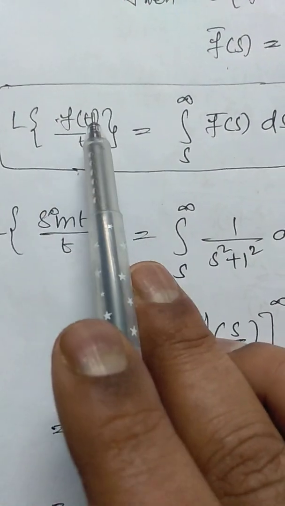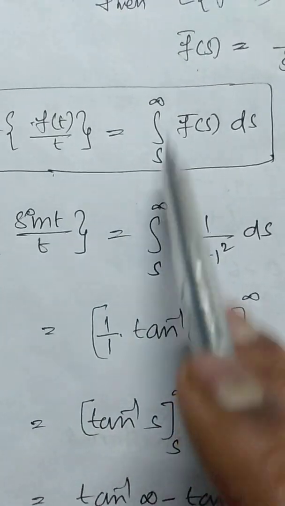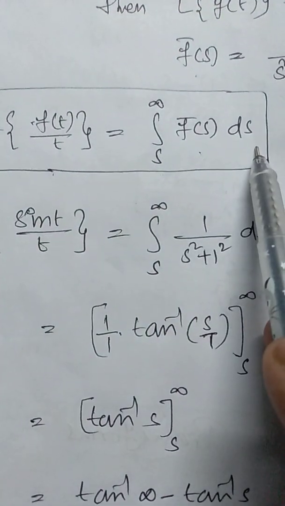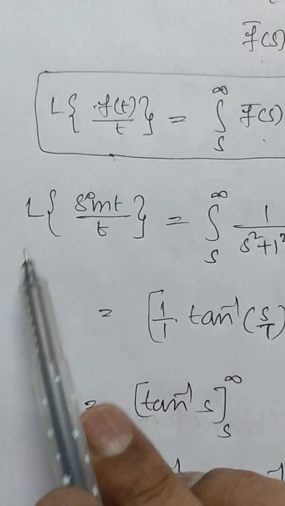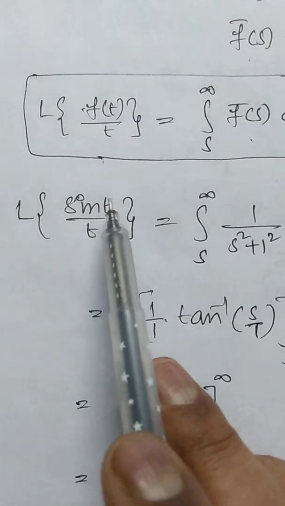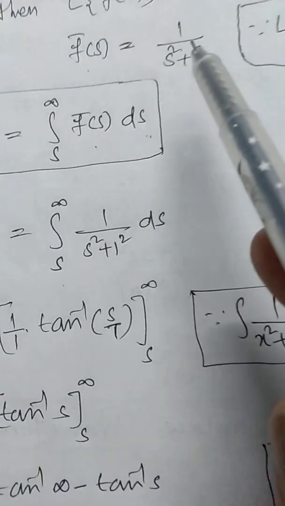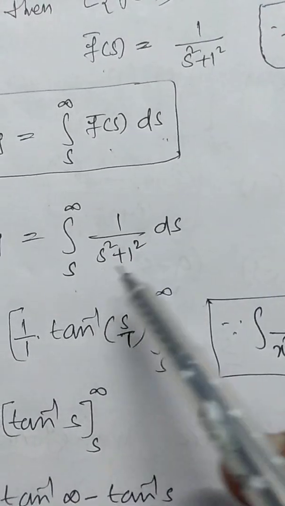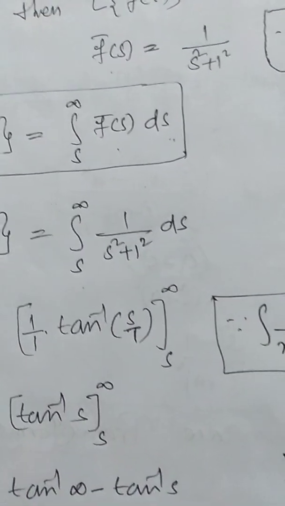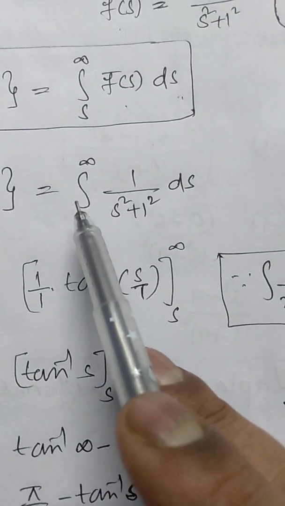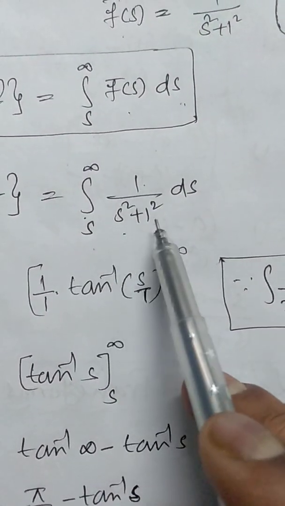Okay, Laplace transform of f of t divided by t is equal to integral s to infinity a bar of s into ds. This is the formula. Now Laplace transform of sin t divided by t is equal to integral s to infinity. Here the a bar of s value is 1 divided by s square plus 1 square into ds. Now we have to integrate 1 divided by s square plus 1 square.